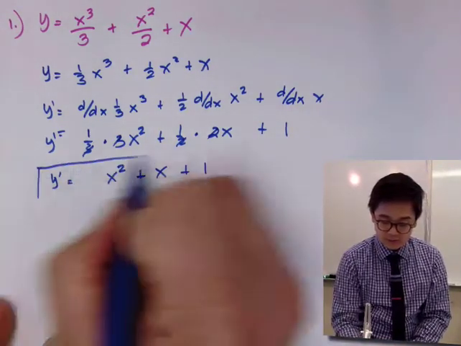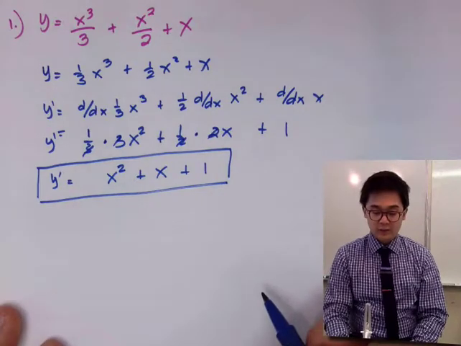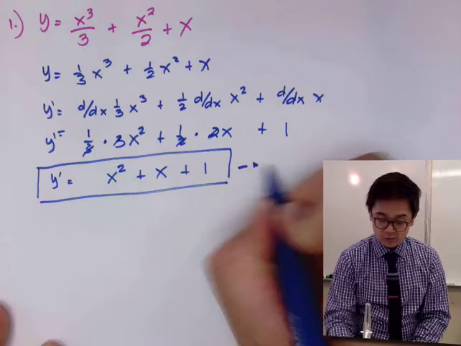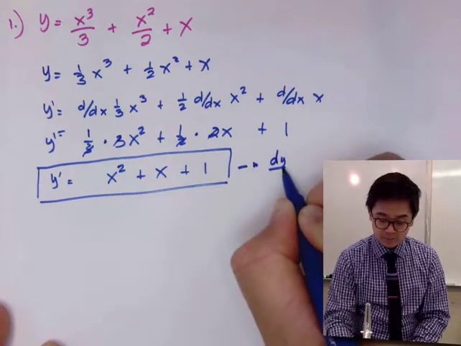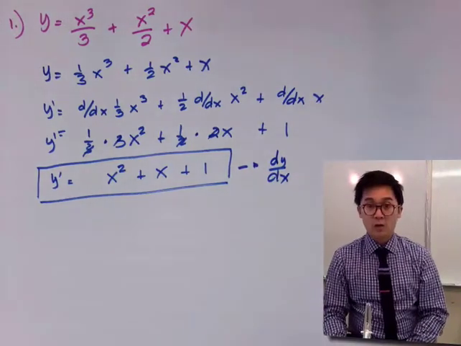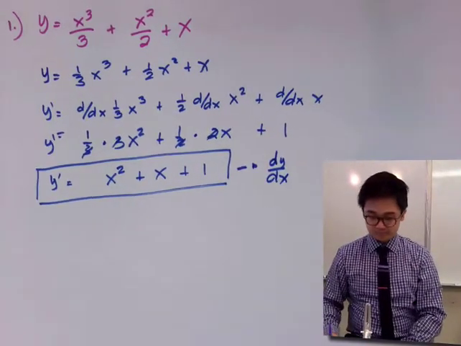So this is the derivative function of x cubed all over 3 plus x squared all over 2 plus x, which can also be rewritten as dy/dx. So this is another notation of y prime. Now let's go ahead and move on to example number 2.